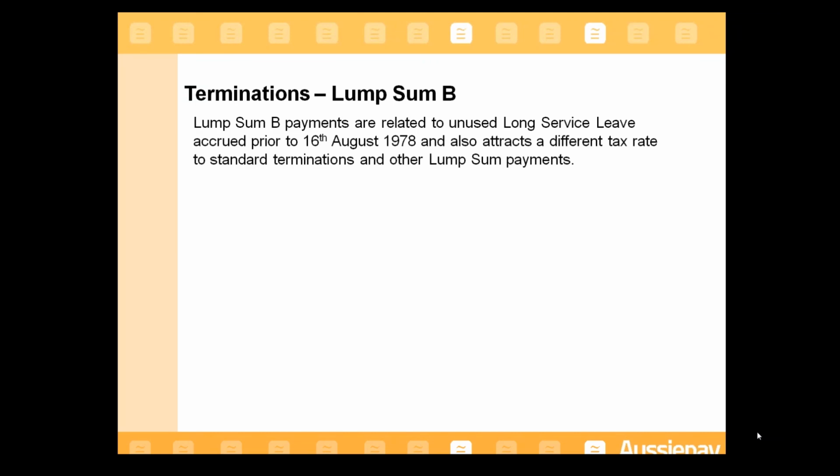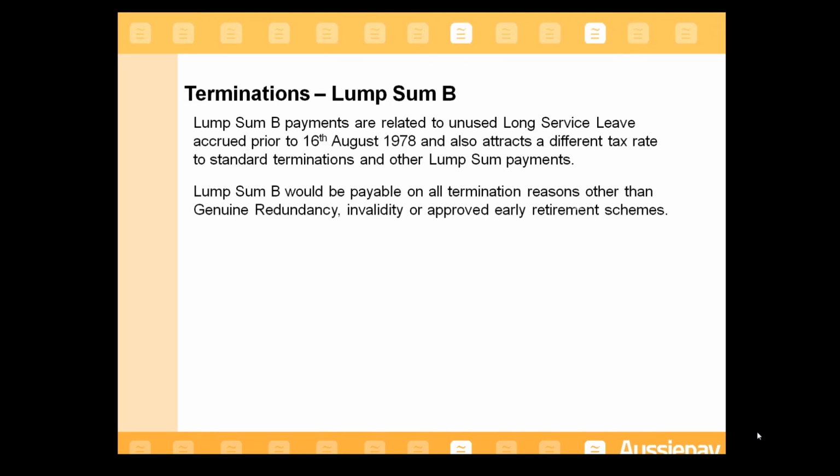Lump sum B payments don't happen as often, and they're related to unused long service leave which is accrued prior to 16th of August 1978. Again, it attracts a different tax rate and is in a lump of its own. So lump sum B would be payable on all termination reasons other than genuine redundancy, invalidity or early retirement schemes. So that includes dismissal, resignation or death payments.